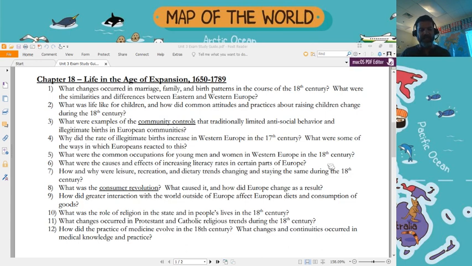In England, you see a new revival group called the Methodists, who essentially are like the Protestants of the Protestants. People who look at the Anglican Church or existing Calvinist churches and were like, you know what? We need to revitalize the Protestant religion that we're part of.